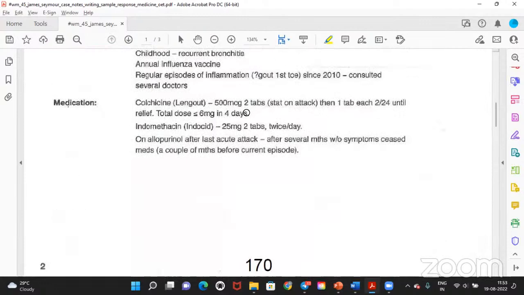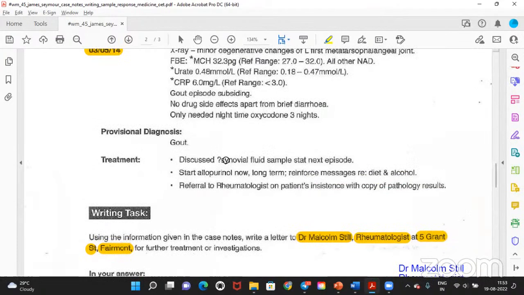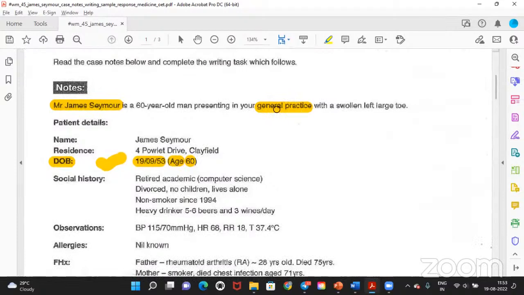So using the information given in the case notes, write a letter to the, okay. So nothing else is there. You have given this provisional diagnosis. So you are a doctor here, and you are giving the provisional diagnosis. If you're a nurse, you can say nurse, write nurse. And the doctor gave the provisional diagnosis and you're writing as a nurse. Presenting in your general practice, it is a visit, not admission. Remember that. Who presented with, right, like that you can say. Presenting in your general practice with swollen left large toe.